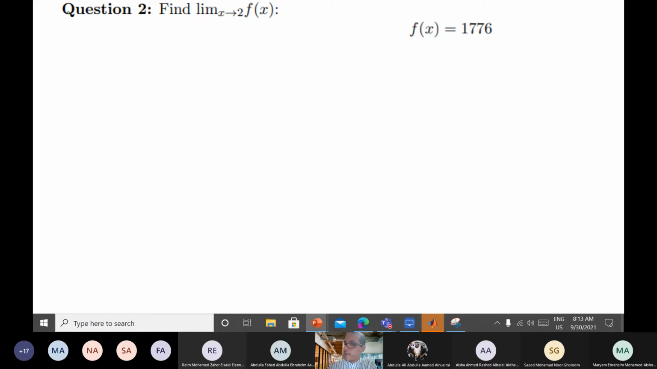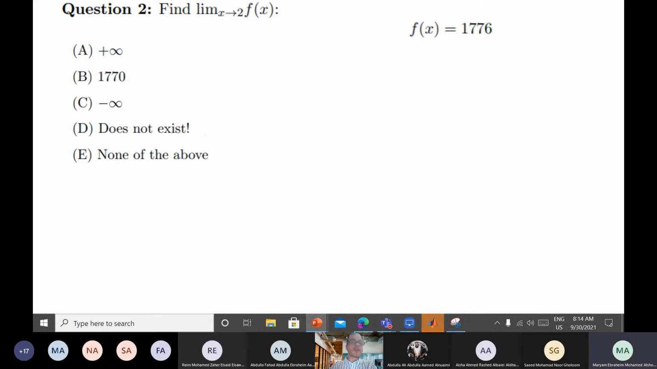If you would like to graph it, you will graph it like that. This is f of x, and f of x is constant. This is 1776. So y equal to 1776 is a horizontal line. So if you would like to have the limit when x equals 2, for any x you have the same value, right? So this limit is equal to the same number because it is a constant function. Catch it? You have multiple choice. What is the right answer here?